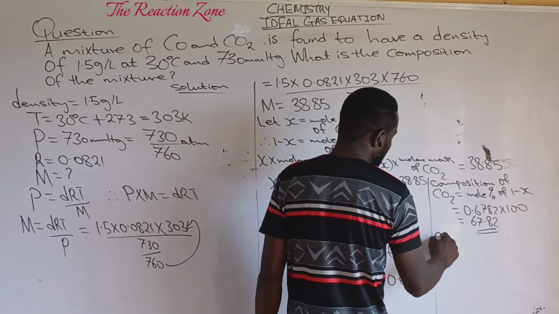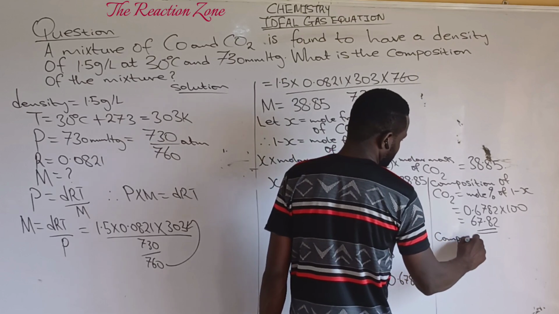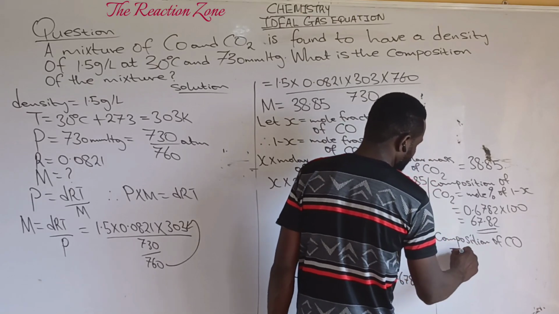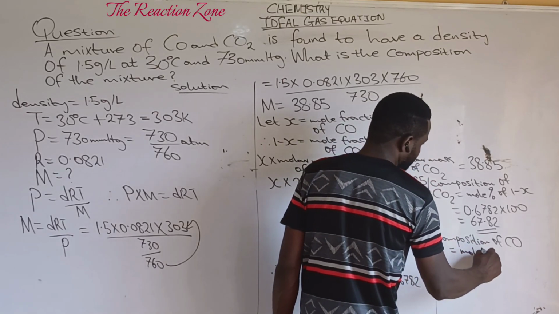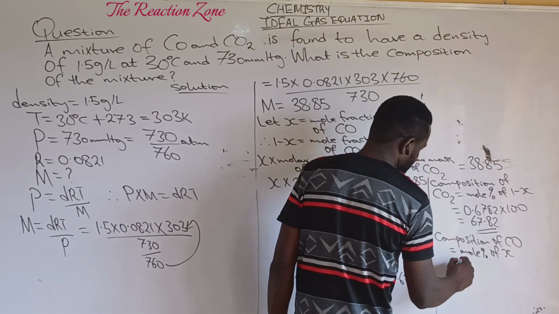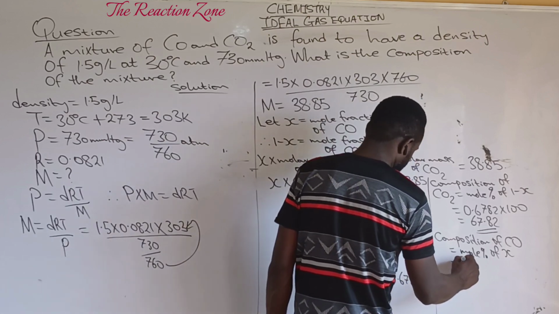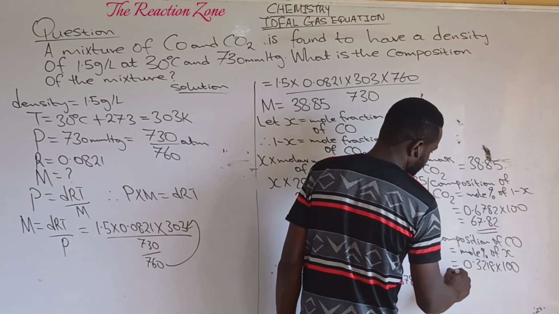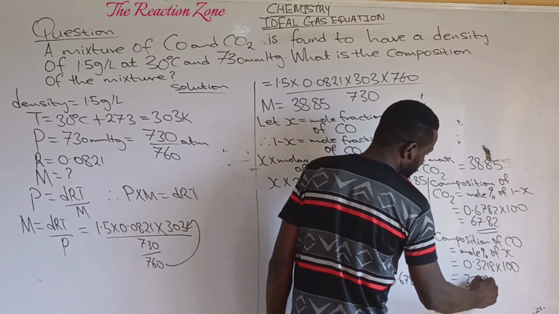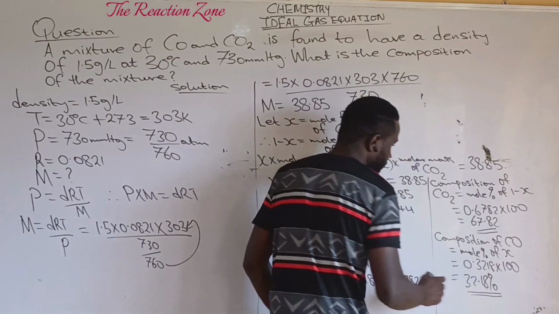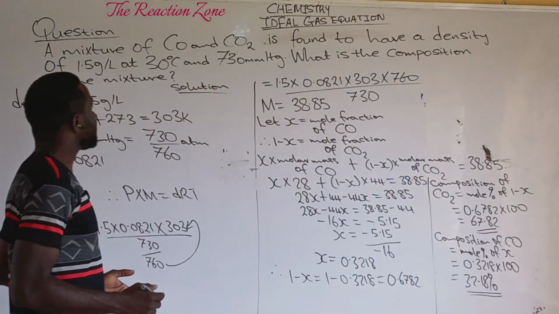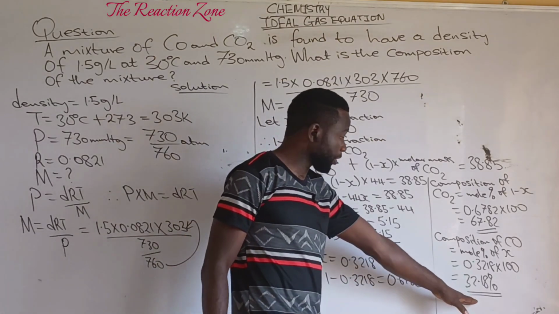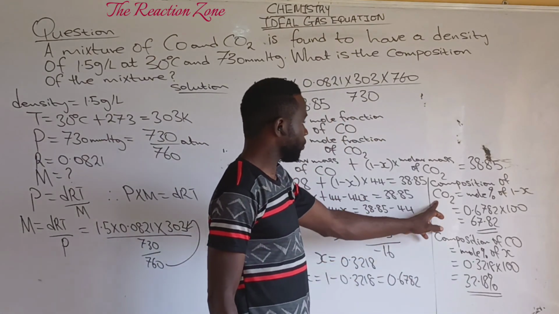And then the composition of CO is going to be the mole percent of x, and that will be 0.3218 times 100, which is equal to 32.18%. So it means that the composition of CO is 32.18% and that of CO2 is 67.82%.